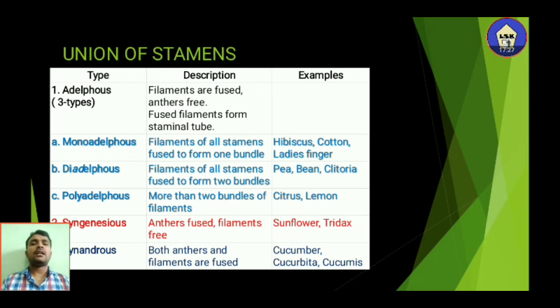And the next one is diadelphous. So what about the diadelphous? Di means two. In the diadelphous condition, filaments of all the stamens are fused in two bundles. That means some filaments are fused in one bundle and some are fused in another bundle, totally two bundles. It is commonly found in the members of pea, bean, as well as clitoria. So in these plants, the diadelphous condition is found.